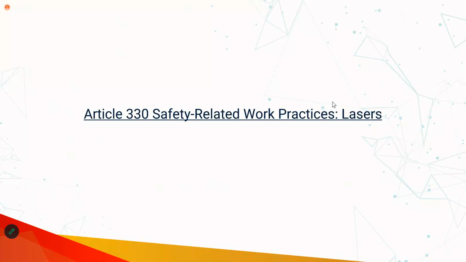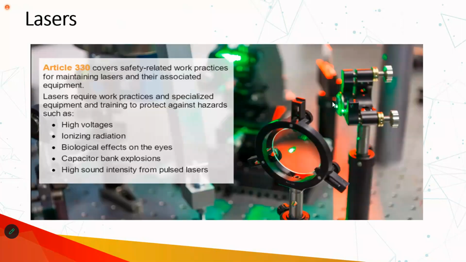Article 330 is about the lasers which we are using in industries, or the lasers which we might be using in hospitals and other areas. So what safety measures do we need to take when we are engaged with lasers and their associated equipment? These are the safety related work practices for maintaining lasers and their associated equipment.